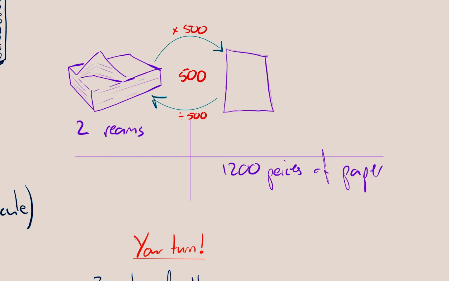So very simply here, a couple of examples. 2 reams, all we need to do is times that 2 by 500, and we get to our 1,000 pieces of paper. So if we say we've got 2 reams, that's the same as saying we've got 1,000 pieces of paper. If we go the other way, we've got 1,200 pieces of paper, and we want to know the number of reams that is, we're just going to divide by 500, and there we get to 2.4.